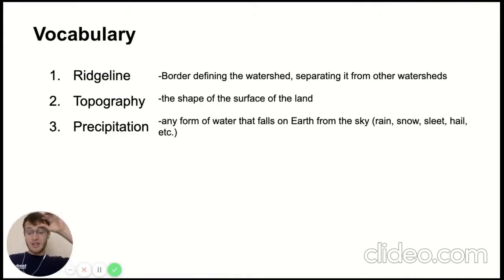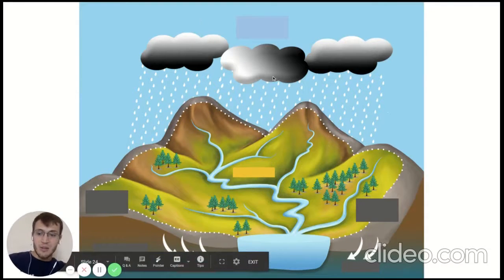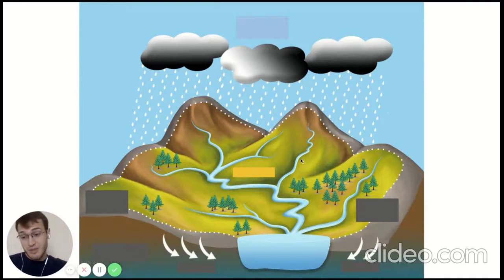Number 3 is precipitation. Precipitation is any form of water that falls on Earth from the sky. So that could be rain, snow, sleet, hail, any kind of water that falls from the sky. So in this model, that would be these rain clouds and this rain. In Ms. Chowdhury's model, it would be the water spraying bottle, the spray bottle.